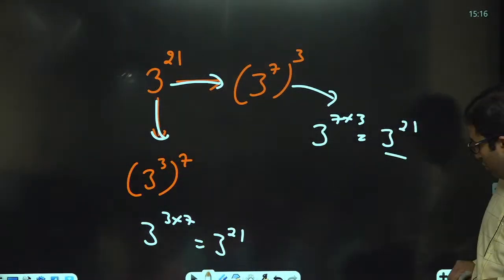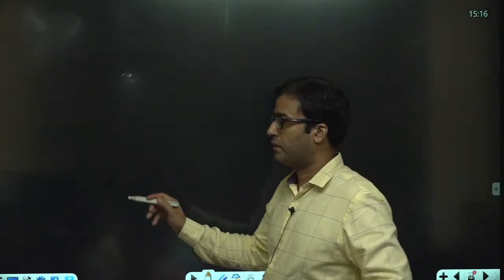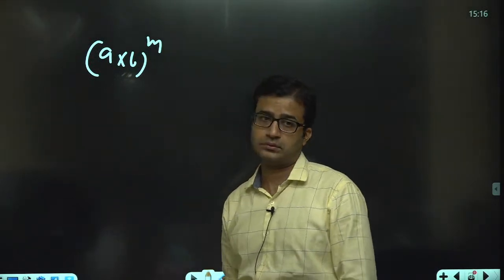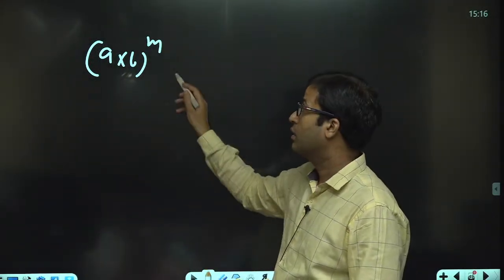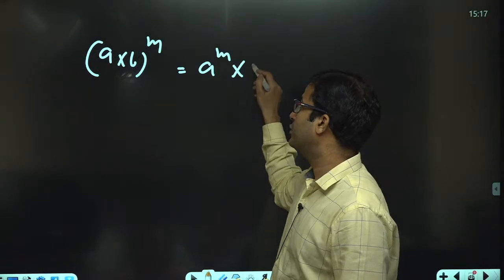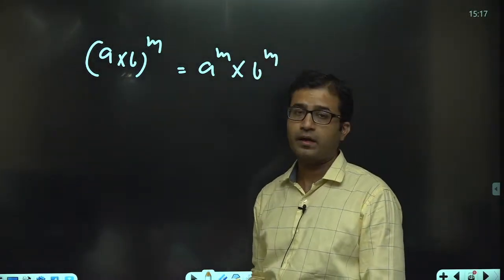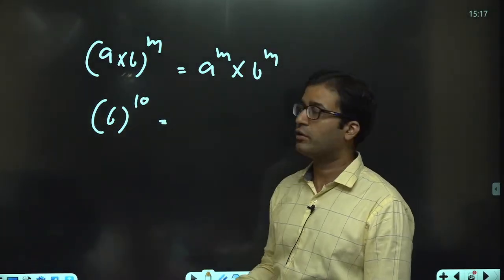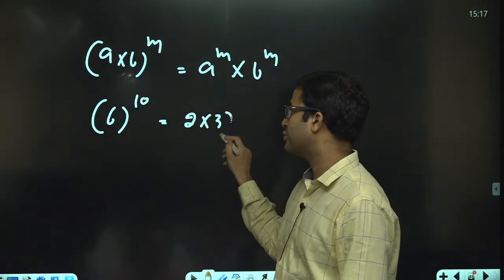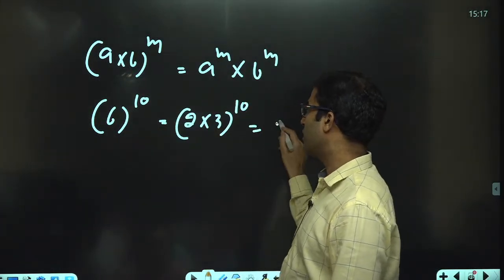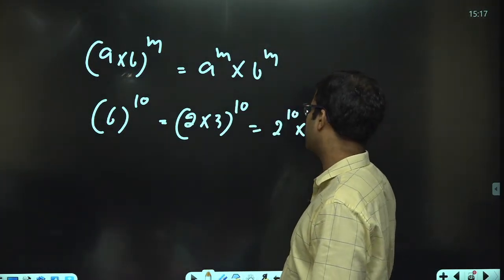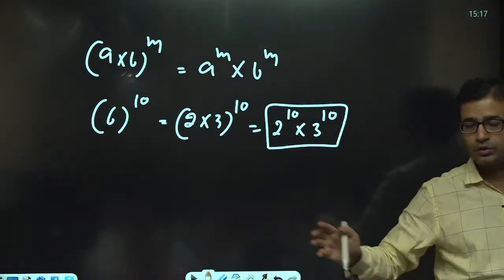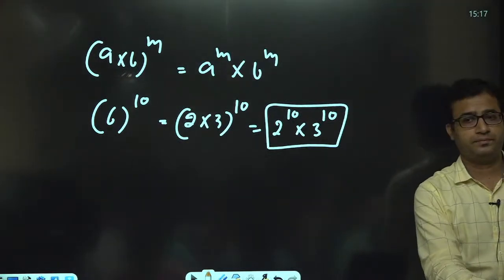Rule number 4. a into b to the power m is a to the power m into b to the power m. Like 6 to the power 10. So if it is required in the question, you can write 2 into 3 to the power 10, you can write 2 to the power 10 into 3 to the power 10, if it is required in that question. So this is correct, you can write this.